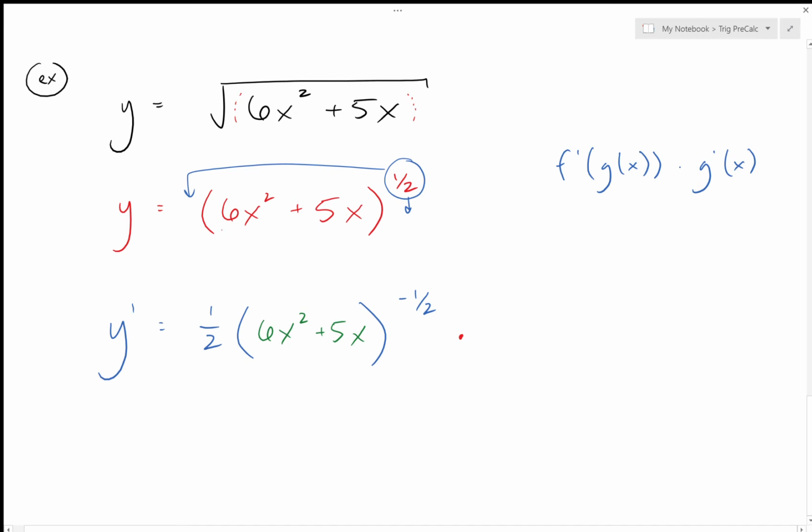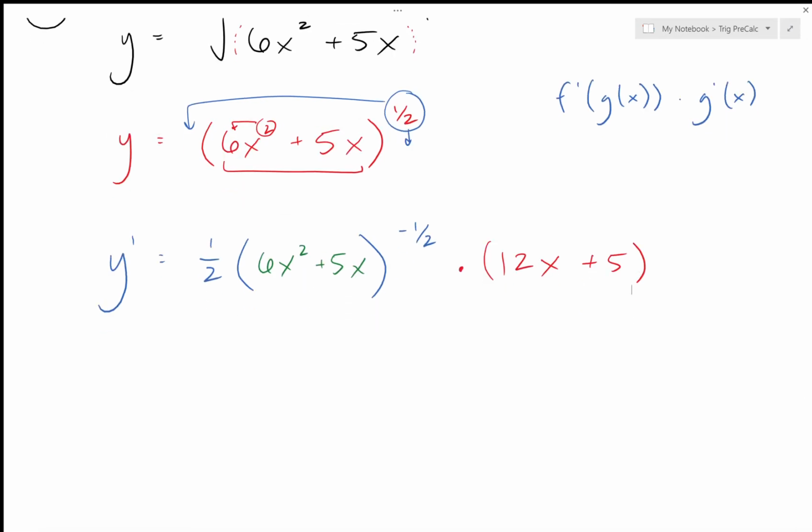So now let's only focus on the inside. 2 times 6 is 12. X to the 1 power. And 5x, taking the derivative of that, is just 5. All right. Now we do have ways we can clean this up, and we're going to go ahead and do that. Remember, everything here is being multiplied.